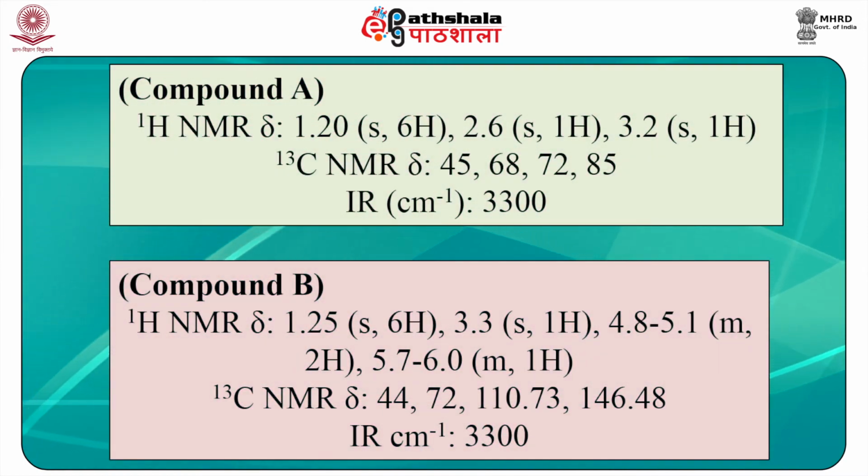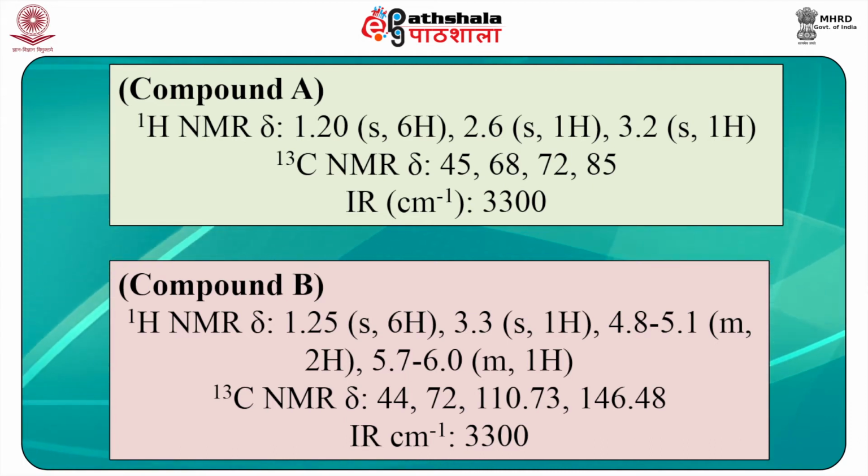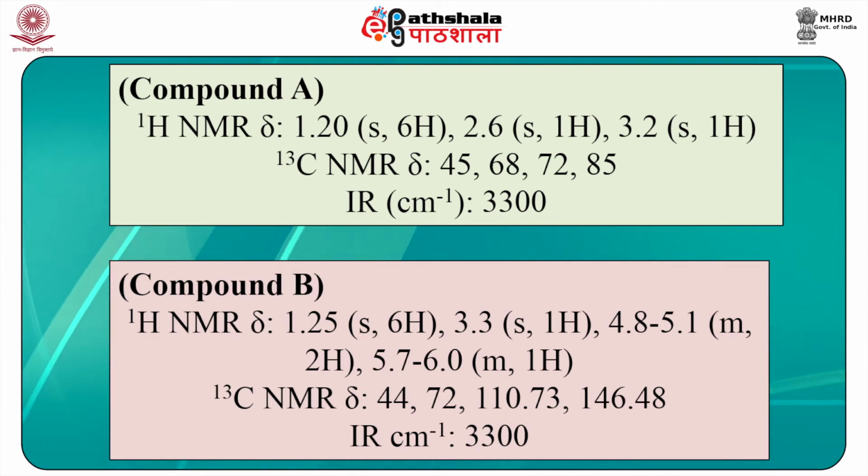Proton and 13C NMR data of 2 compounds, C5H8O and C5H10O, is shown. Compound A shows the spectroscopic data with NMR values at 1.20 delta for 6 protons as a singlet, a 1 proton singlet at 2.6 delta and a 1 proton singlet at 3.2 delta. 13C NMR data shows peaks at 45, 68, 72 and 85 ppm. The IR shows absorption at 3300 cm inverse.